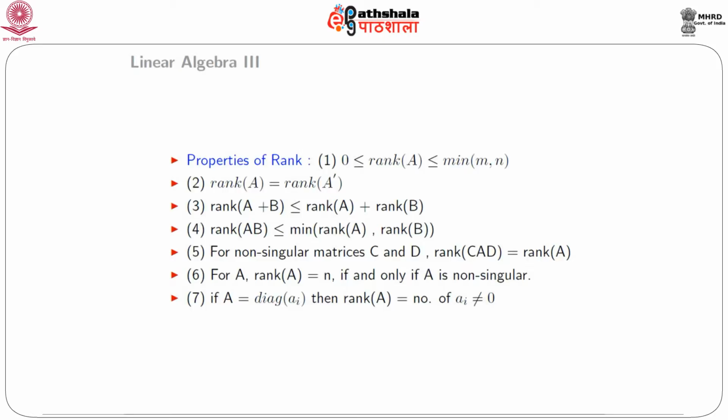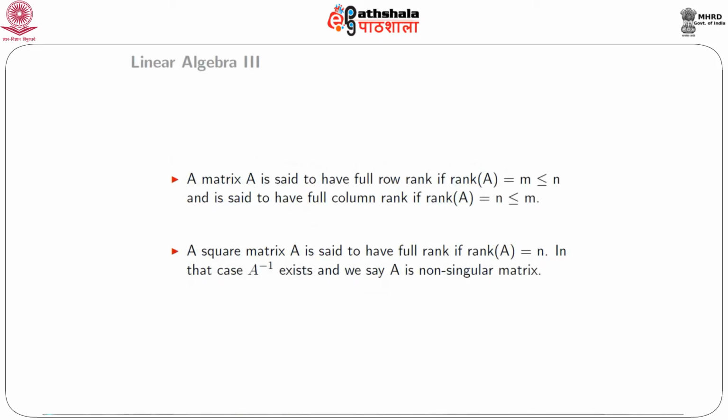A matrix A is said to have full column rank if rank of A equals n, and full row rank if rank of A equals m. A square matrix A is said to have full rank if rank of A equals n. In that case, A inverse exists and we say A is a non-singular matrix.